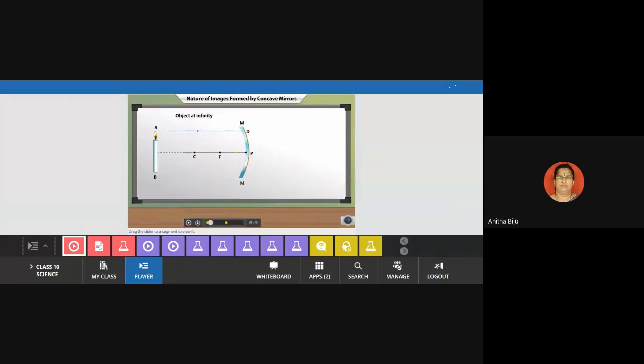When the object is at infinity, infinity means beyond the points you can see, F the focus and C the center of curvature. If the object is beyond that at infinity, where will its image be and what are its properties, we have already seen. The rays from the object will be parallel to the principal axis. The reflected rays meet at the principal focus F. The image formed at F is real and diminished to a point.